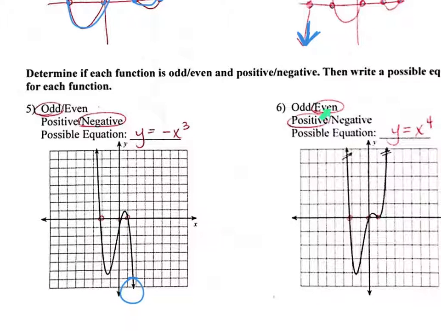6 is similar, even because they're both opening upward, and then positive because they're up. And then I said x to the fourth because technically there are 4 roots here. Remember, this one has a double root, so it's got 1 and 2, and then this root right here, since it bounces and turns, is actually 3 and 4. So that's why I'm going to have x to the fourth. You really just want to make sure that if you say even, you're picking an even number for that exponent.